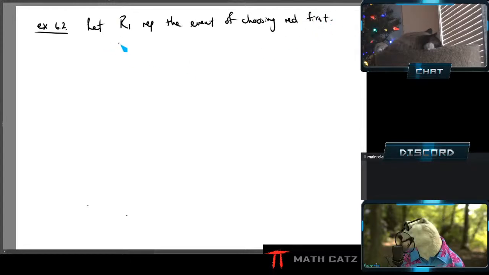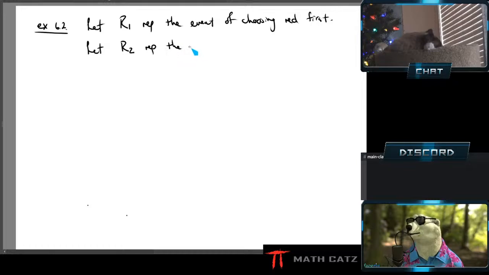And I don't need a new name for selecting a blue ball first because it'll just be the complement of this event, though you're welcome to do it as a separate event, but they're complements of each other anyway. I just feel like focusing on red. It's just a choice. There are different ways to go about this.